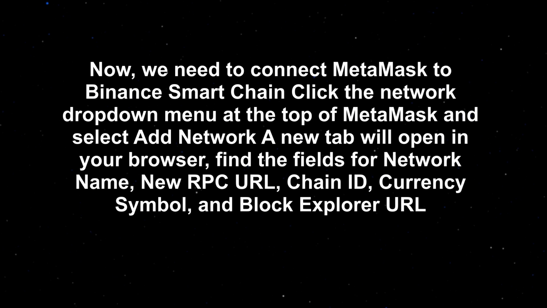Now, we need to connect MetaMask to Binance Smart Chain. Click the Network drop-down menu at the top of MetaMask and select Add Network. A new tab will open in your browser. Find the fields for network name, new RPC URL, chain ID, currency symbol, and block explorer URL.